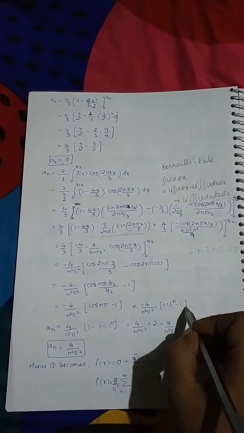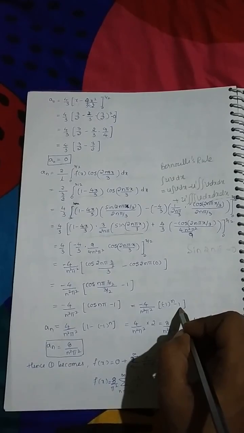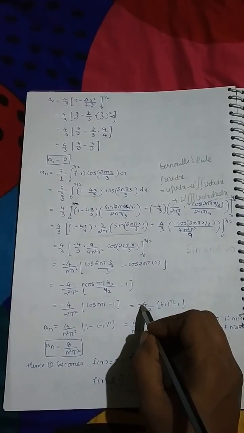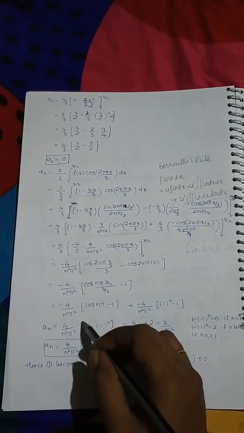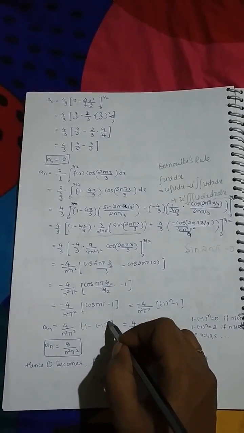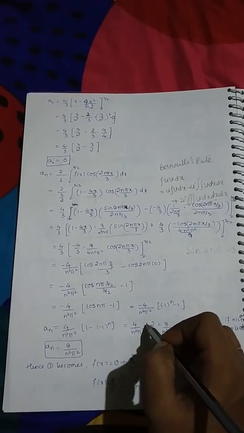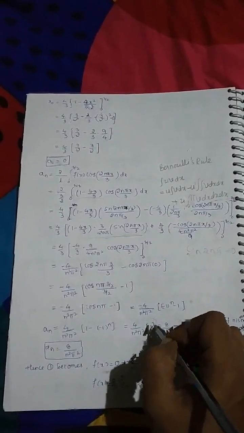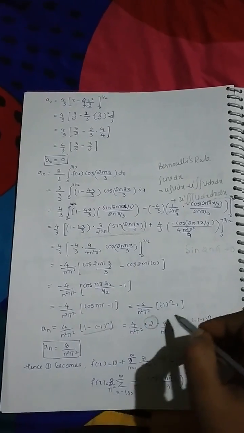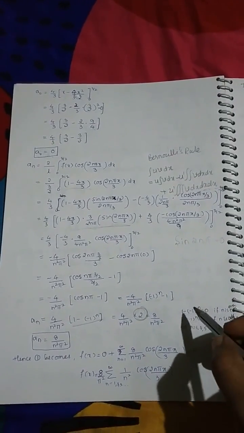Next, taking minus common from this bracket term and multiplying with this, we have 4 upon n²π² into bracket 1 minus (-1)^n. That is equal to 4 upon n²π² into 2. This 2 is the value of this term. How did I obtain this? You can just have a look here.